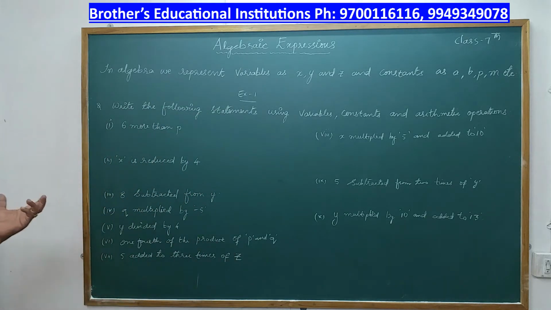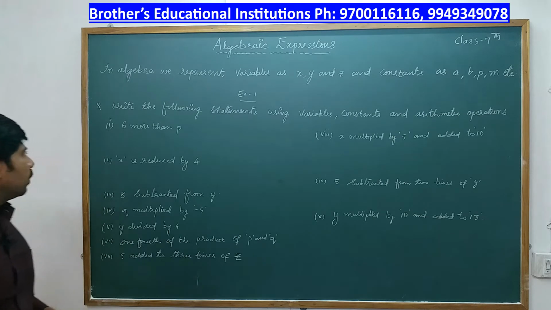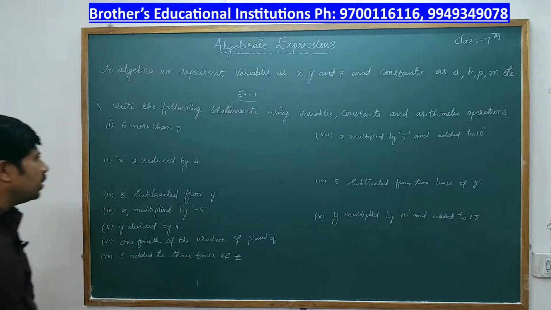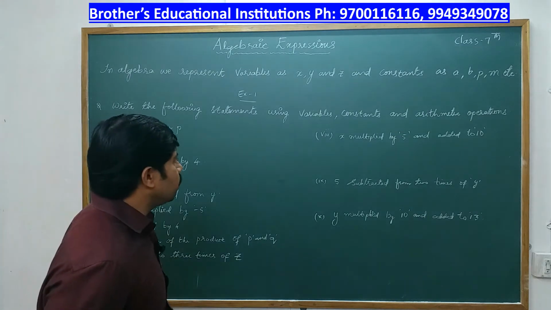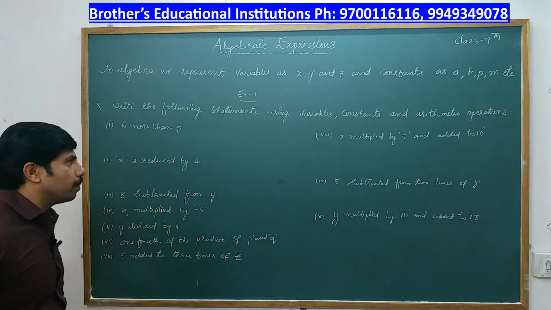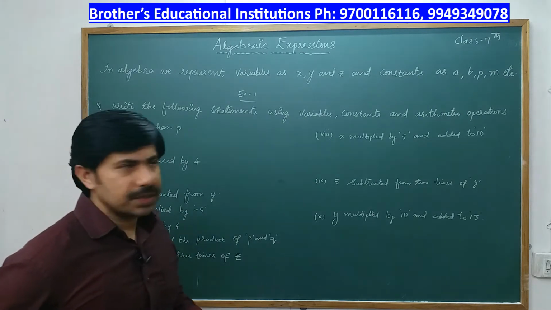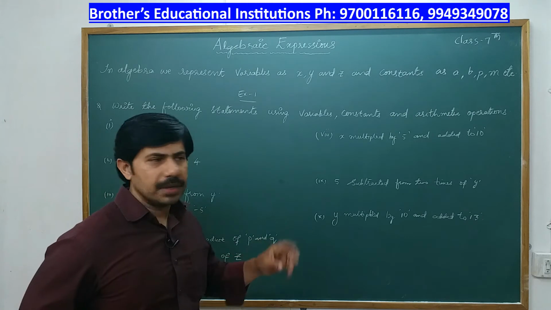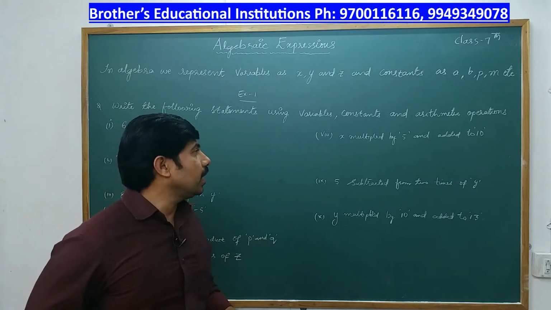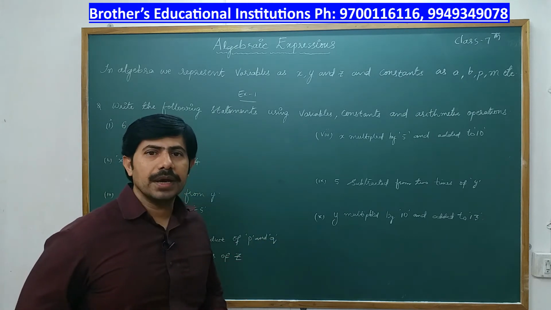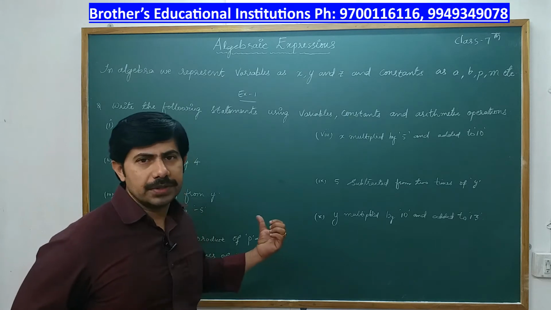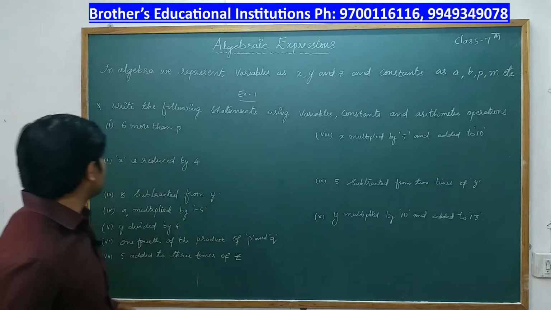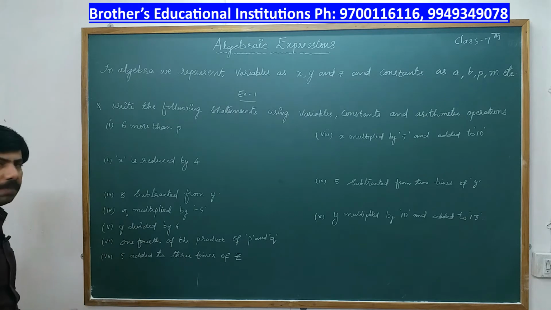Now we'll start this exercise. The first problem in this exercise is: write the following statements using variables, constants and arithmetic operations. Variables we generally write as x, y, z, constants as a, b, p, m, etc. And arithmetic operation means plus, minus, into, division, whatever it depends on the question.